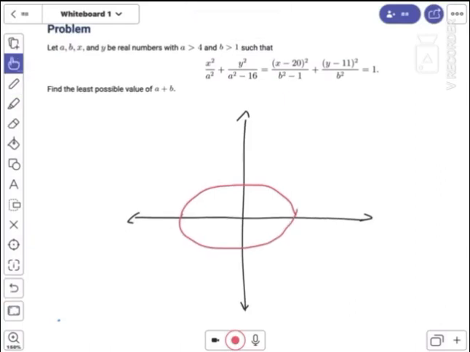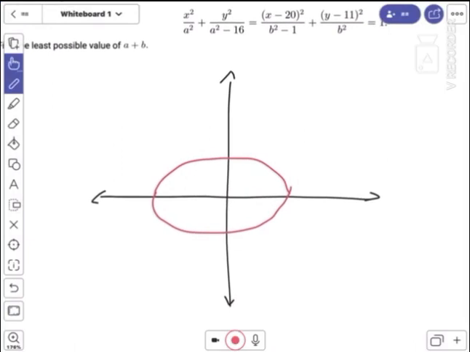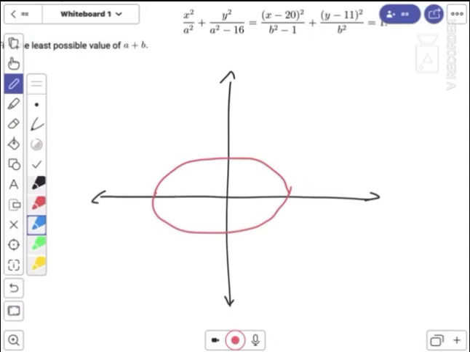And if we expand and look at this, then a is half of the major axis, which is the horizontal axis. So this means that this entire length is equal to 2a. So the major radius is equal to a.